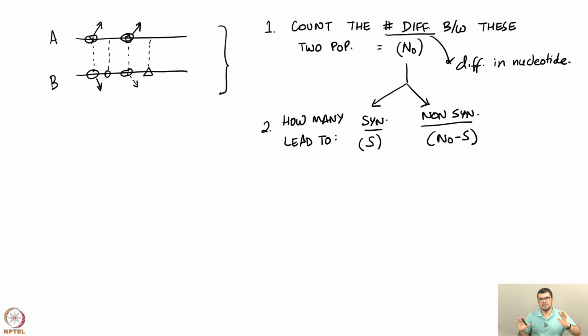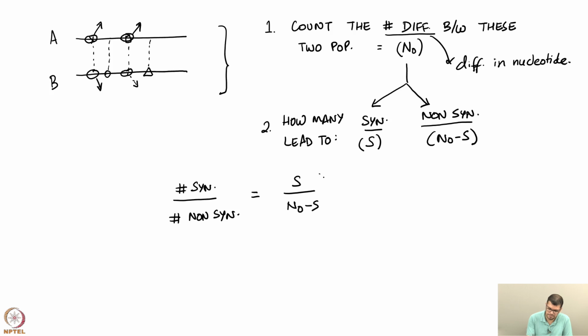So, now I have a relative estimate of how many synonymous and how many non-synonymous changes have taken place in these two groups that I am comparing. So, now I define a quantity which is the number of synonymous divided by the number of non-synonymous changes, and that is simply equal to S divided by n naught minus S.